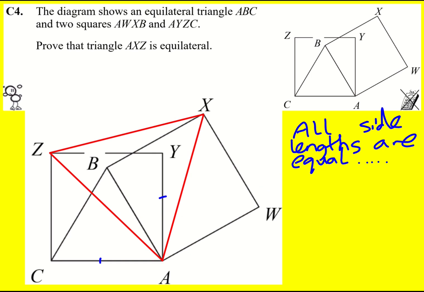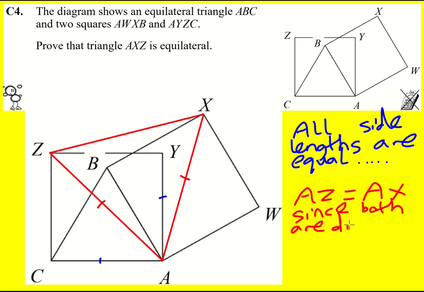And another useful thing is that AZ is clearly equal to AX. And that results from the fact that the squares are the same size, since both are diagonals of the same sized squares.